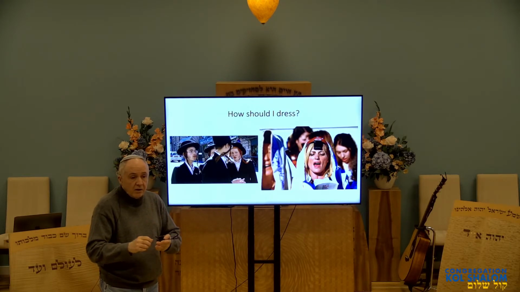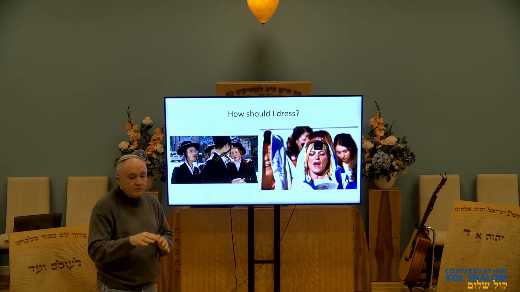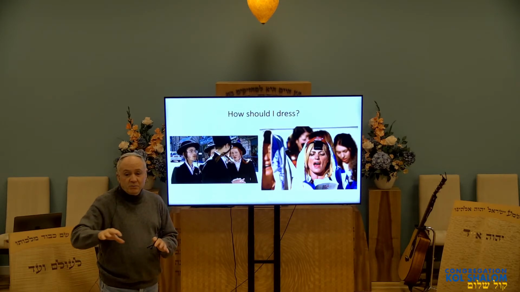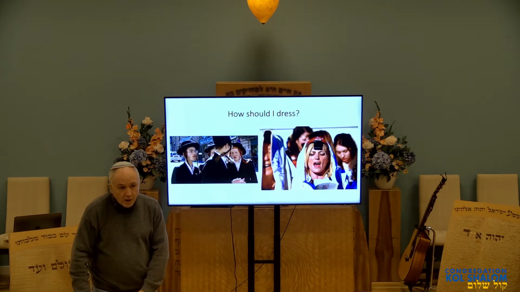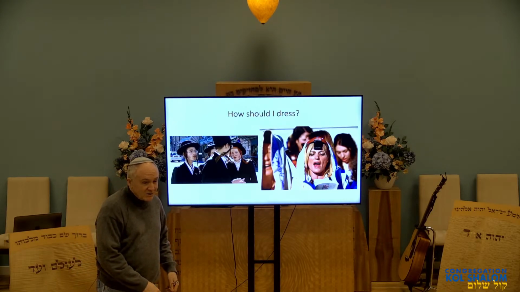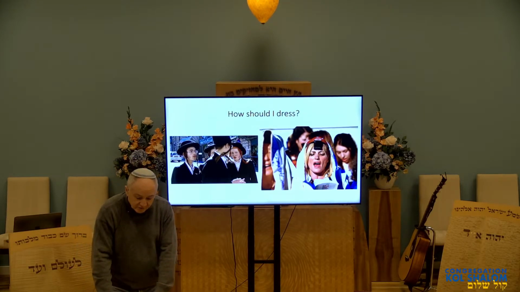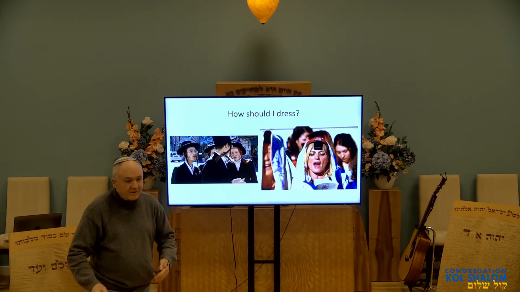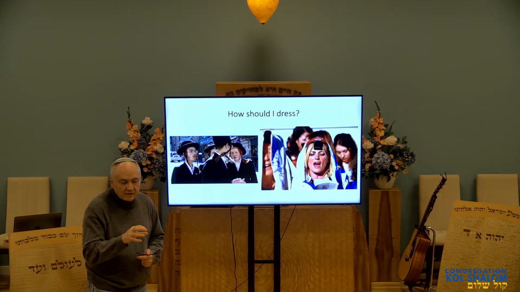For instance, if you walk in an ultra-Orthodox neighborhood in Jerusalem, Mea Shearim, you would see different groups of Hasidim. One has white socks, others black socks, others different colors. Some people put their socks outside the pants, some put the pants outside. So this is identification. There are different groups, different sects.